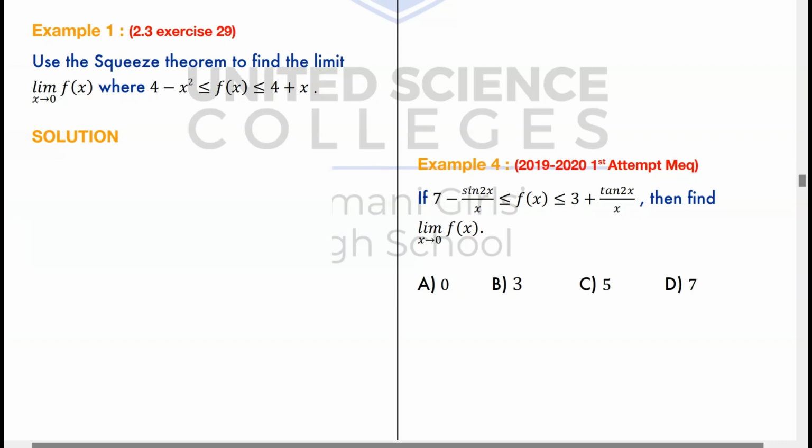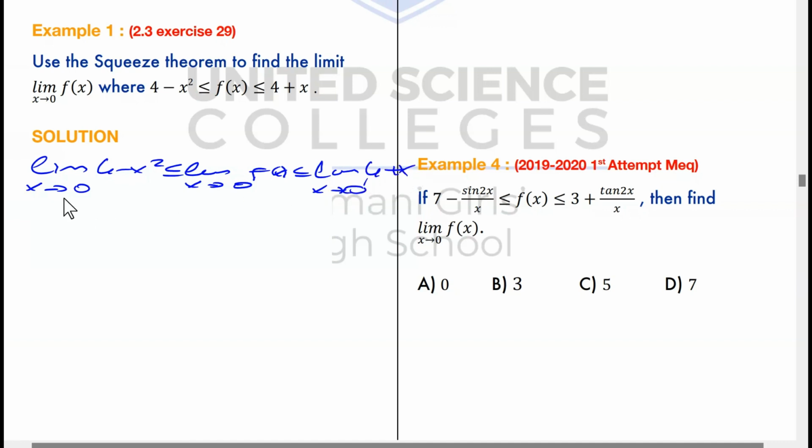So I will show you both to show you that the limit is the same on the right and on the left. So we are going to take the limit as x approaches 0 of each function. On the left, 4 minus x squared. In the middle, it's f of x, and on the right, it is 4 plus x. So now let's find the limit on the left. On the left, when you substitute 0 for x, 4 minus 0 squared. In the middle, I still don't know. On the right, when you insert 0 for x, it's 4 plus 0.